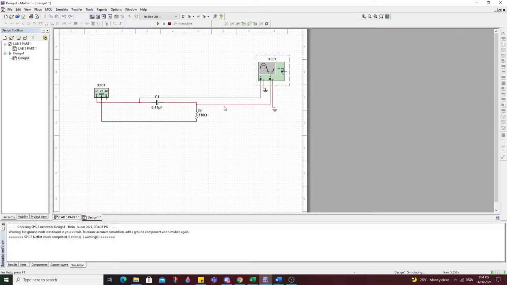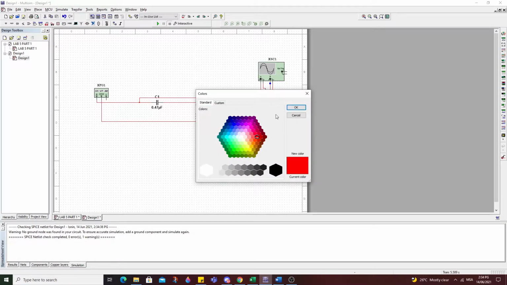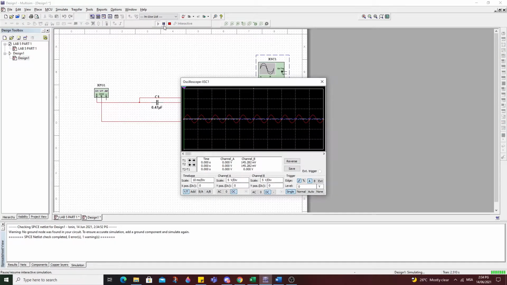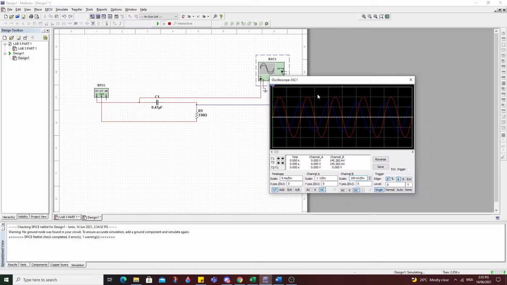Before that, we need to change the V output wire color, which is blue or any color, so we can indicate the graph line. From here we need to change the time base scale. We know that the blue waveform is for V output and the red waveform is for V input. So from here we need to find the V output, which we can do by moving the cursor.